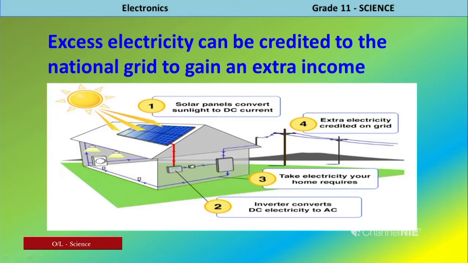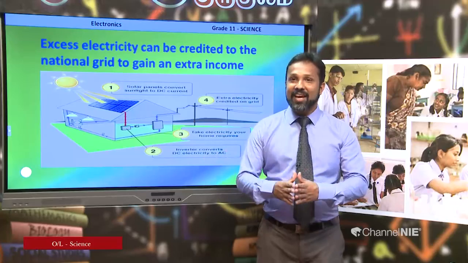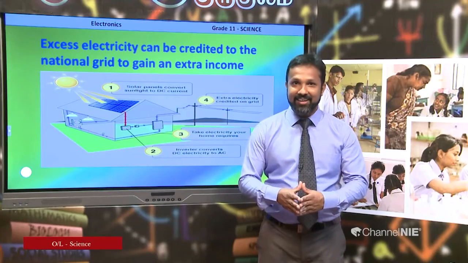That means solar energy is very important. We can use it for our future generations as well as to minimize our wastage, and we can supply the excess amount of electricity to the national grid to gain an extra income. My dear children, this is the end of our second lesson.